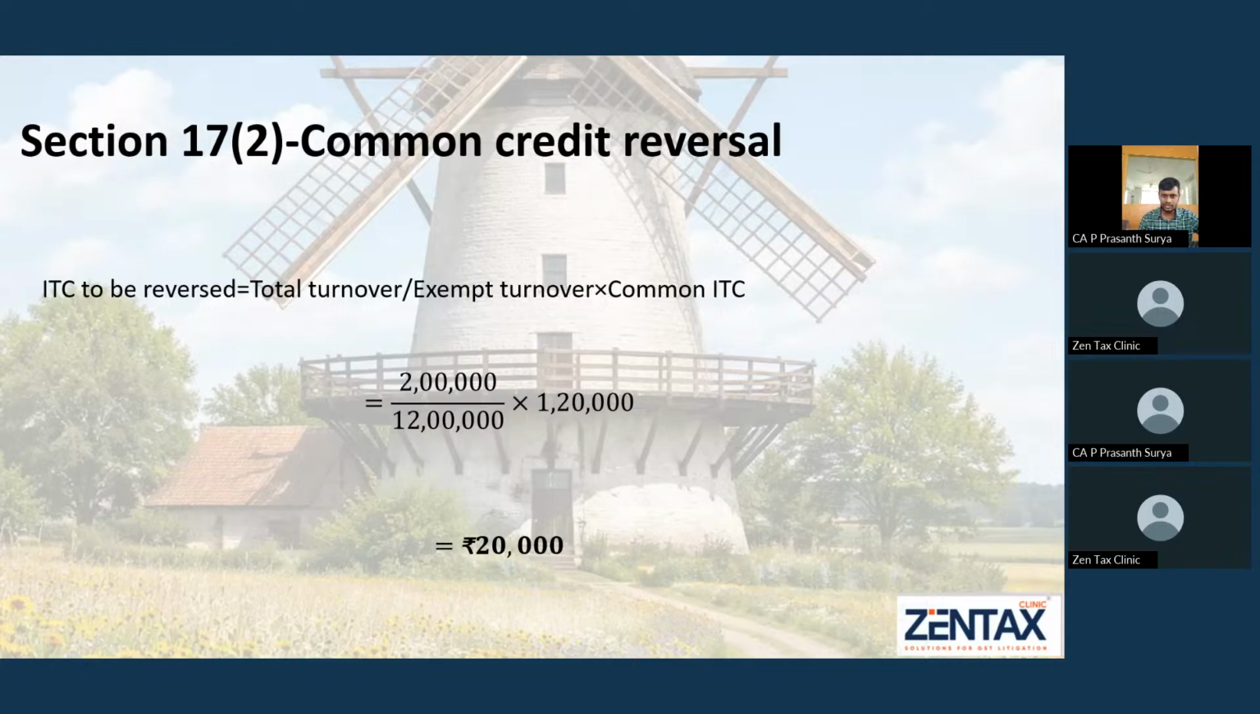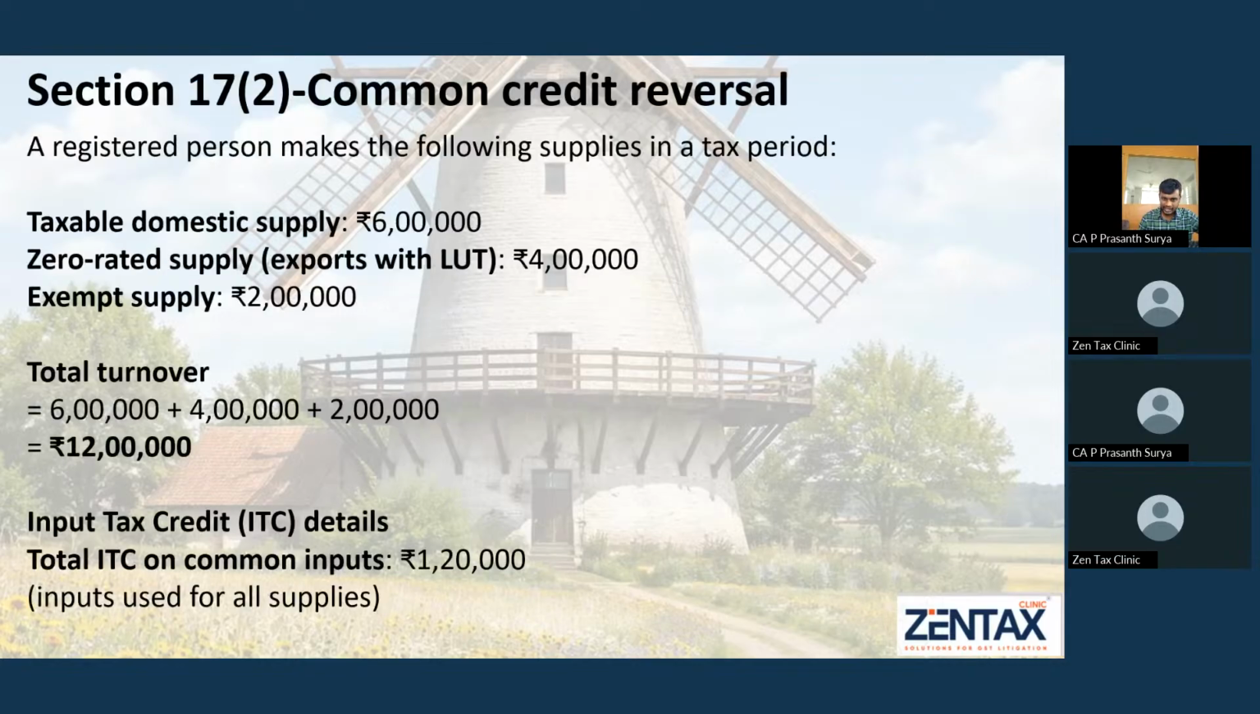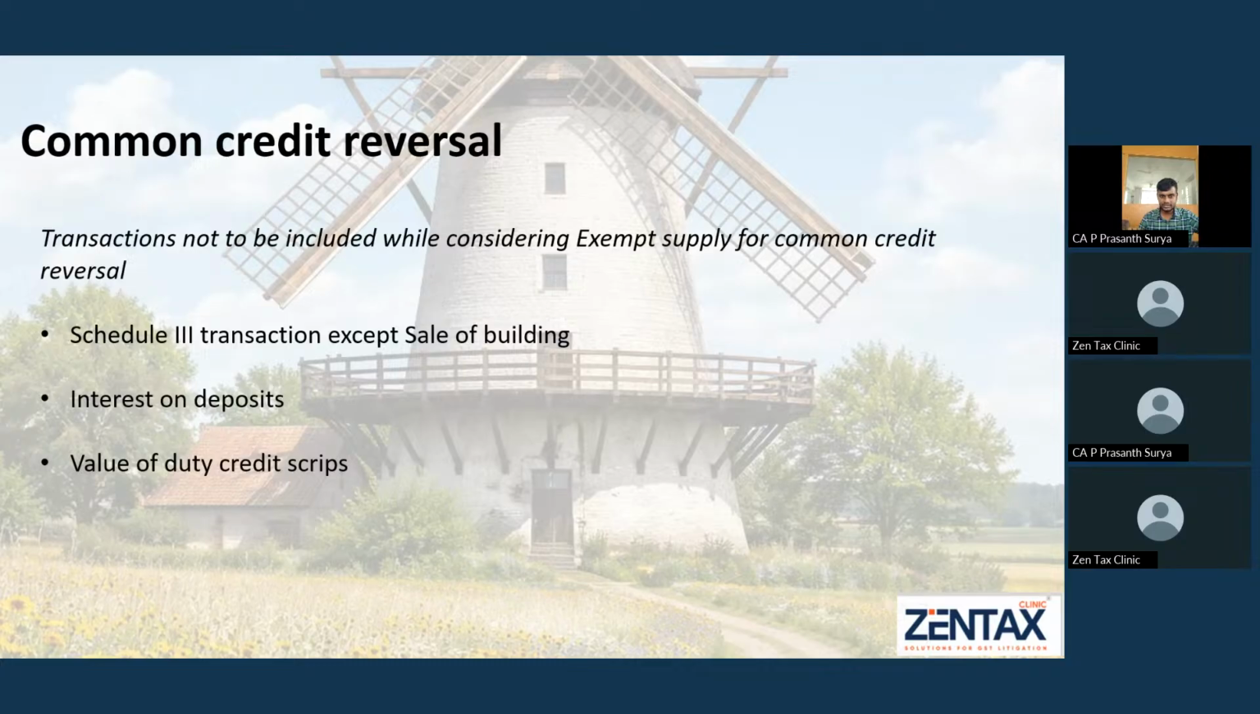So 2 lakh divided by total turnover 12 lakh. So I am taking only 1,20,000 ITC because that only came as accumulated as common credits. The entire ITC for that organization for that period would have been 10 lakhs, but I am not taking 10 lakhs here. I am taking only the portion which is commonly used for effecting both taxable supplies and exempt.